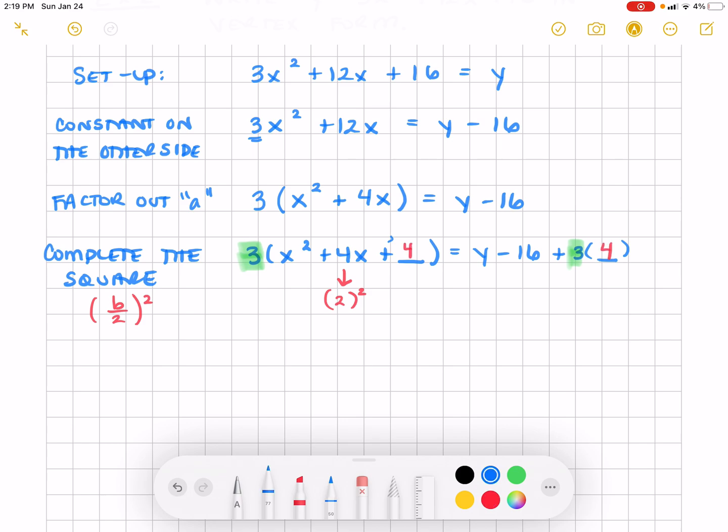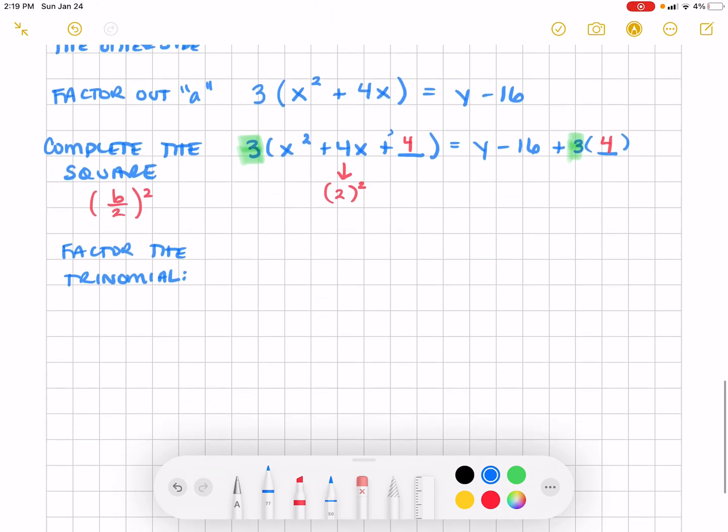All right. So now the point is we need to factor the trinomial. And in this case, it's going to look like this. We're going to have our a value out front, and it's always going to factor to be half that middle term, okay, with that a value out front. And it could be plus or minus depending on the middle term.